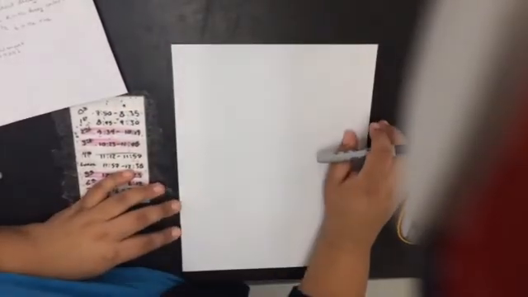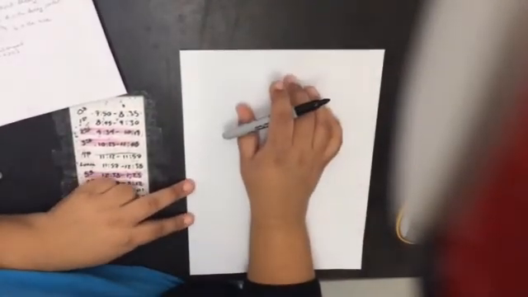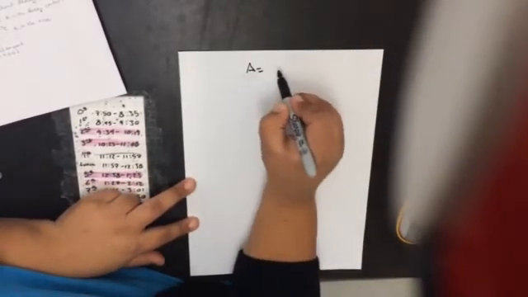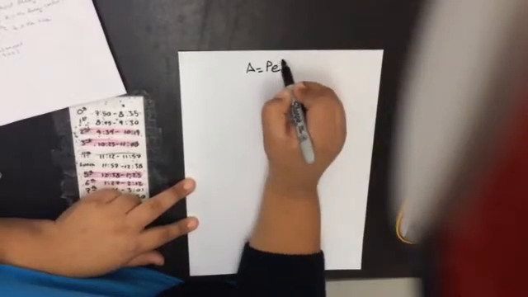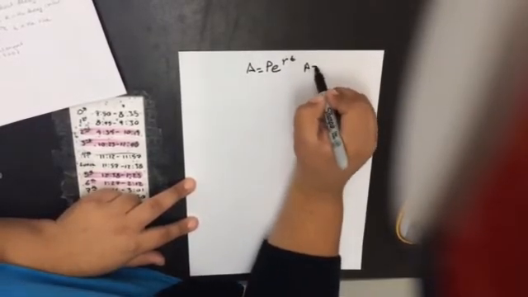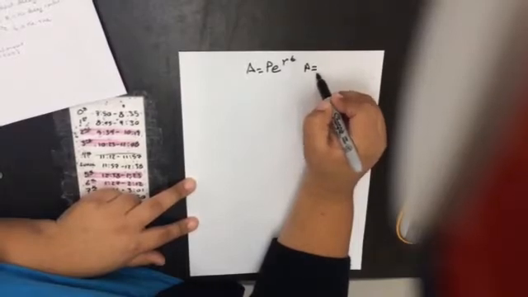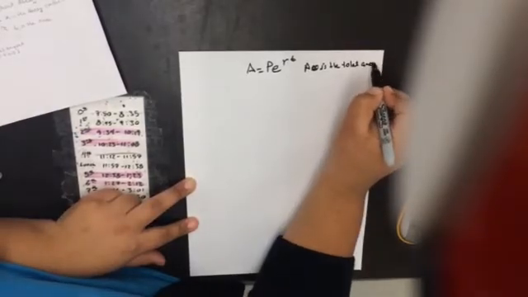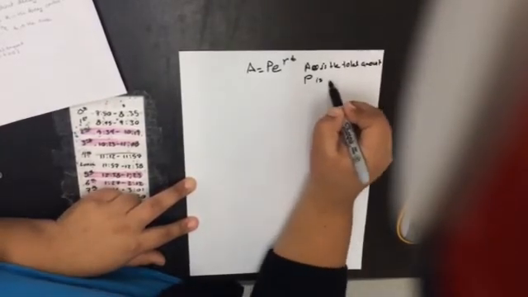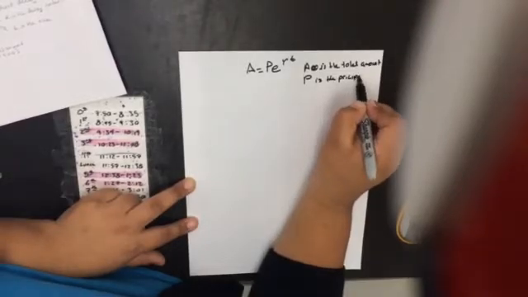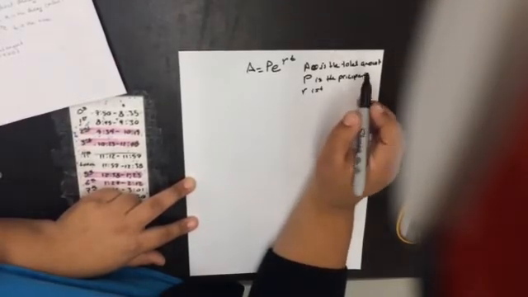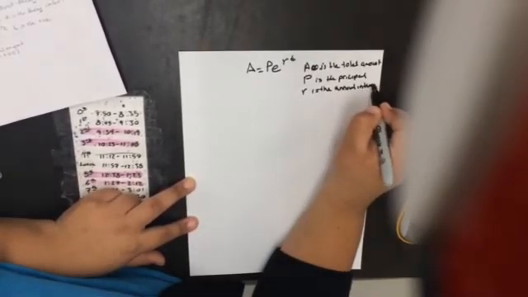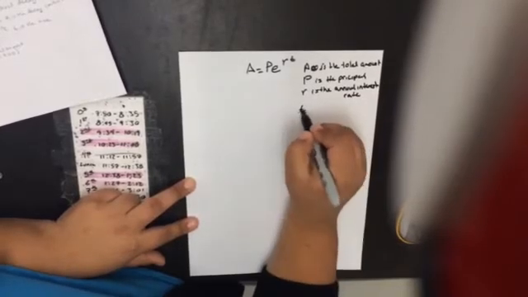In the previous section, you guys learned about compound interest. In this section, we're going to learn about continuously compounded. So the formula would be A equals P times e to the rt, where A is your total amount, P is your principal, r is the rate, the annual rate, and t is the time.